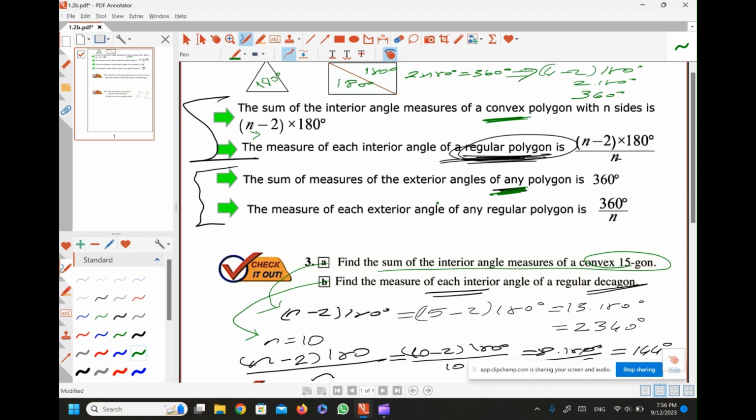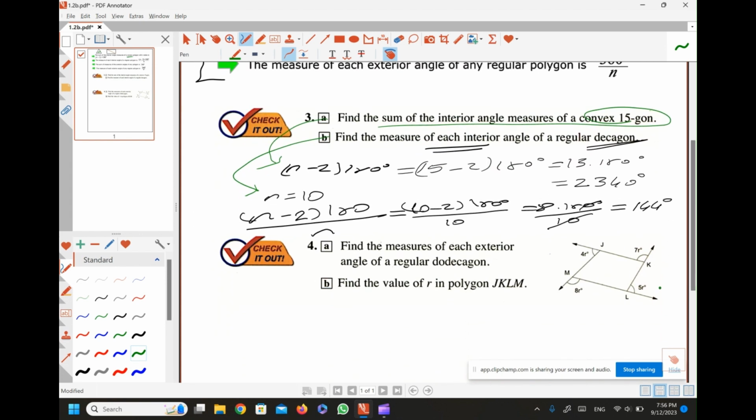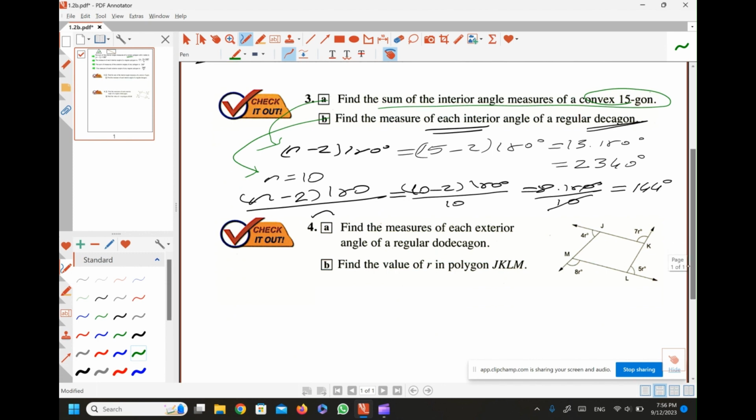If you're asked to find each exterior angle, as in the second theorem, then this time you are taking the sum and dividing it by the number of its sides. Okay, similar to the second theorem. You take the sum and divide it by the number of sides. So let's solve, check it out, question 4.